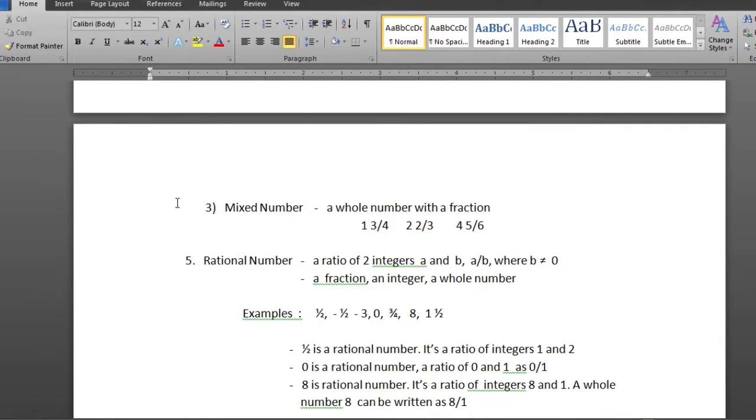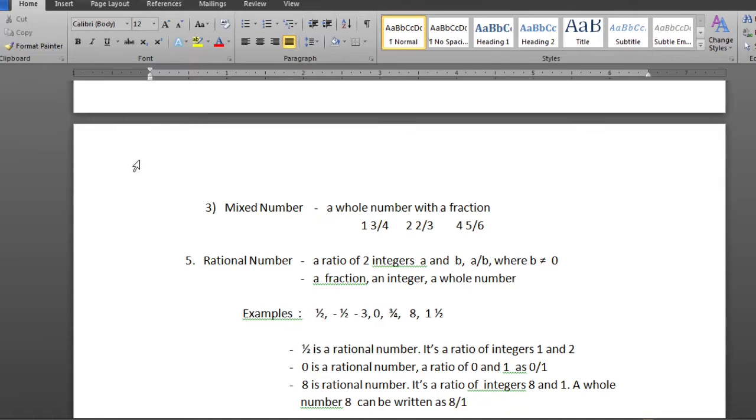The fifth type of real numbers is the rational number. It is a ratio of two integers a and b written as a over b, where b is not equal to 0. A rational number can be a fraction. It can be an integer, a whole number.